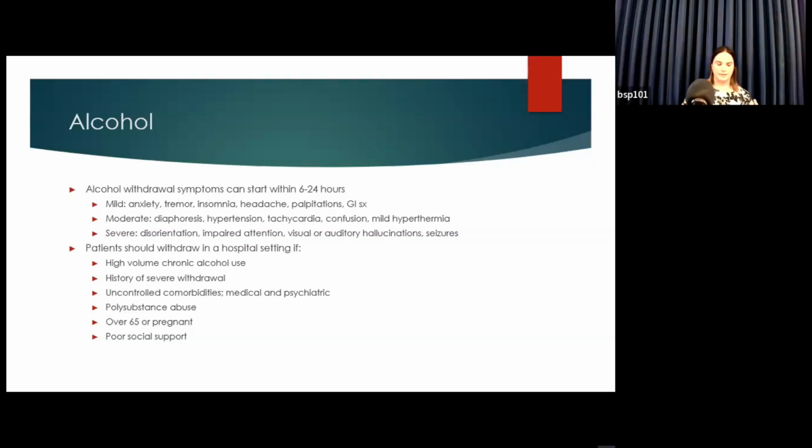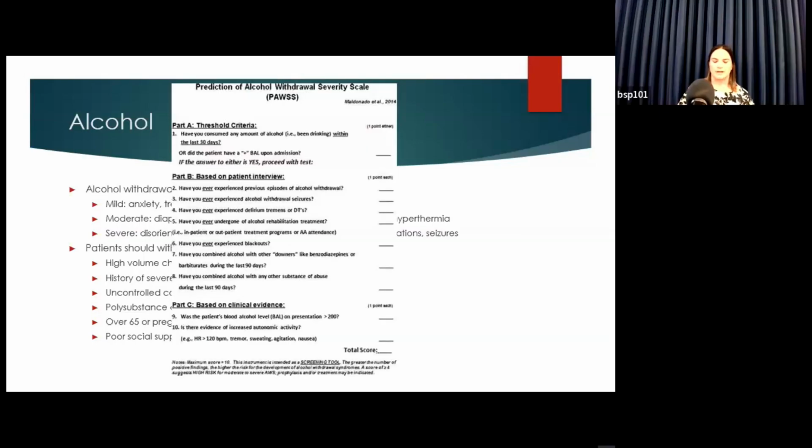And there's other things that we need to think about in choosing a setting for alcohol detox. Do they have a lot of other comorbidities? Do they have support people at home? If they start to have severe withdrawal, is anybody going to notice? So these are all things we take into account. There is a calculator you can use. This is in MD Calc as well, but it's called the PAUSE, or Prediction of Alcohol Withdrawal Severity Scale.